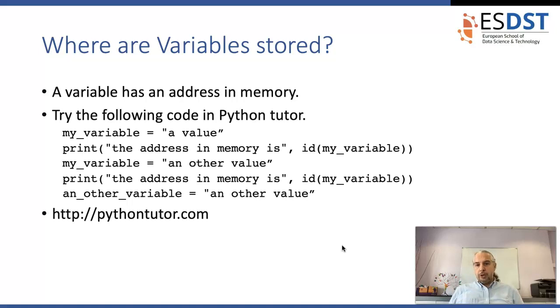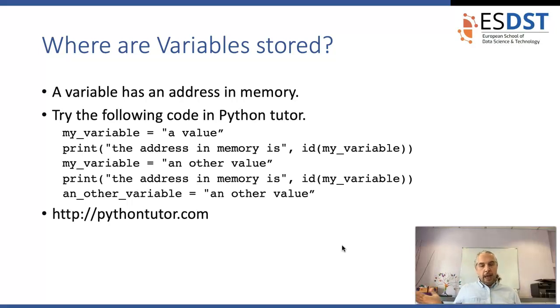Now, where are the variables stored? Every variable has an address in memory. You can imagine the computer memory as a series of containers, each one being 1 byte in size, linearly arranged and numbered from 0 up to your memory size. So if you have 16 gigabytes of memory, the first byte will be byte 0, the last byte will be byte 16 billion something. Let's not go into that detail right now.